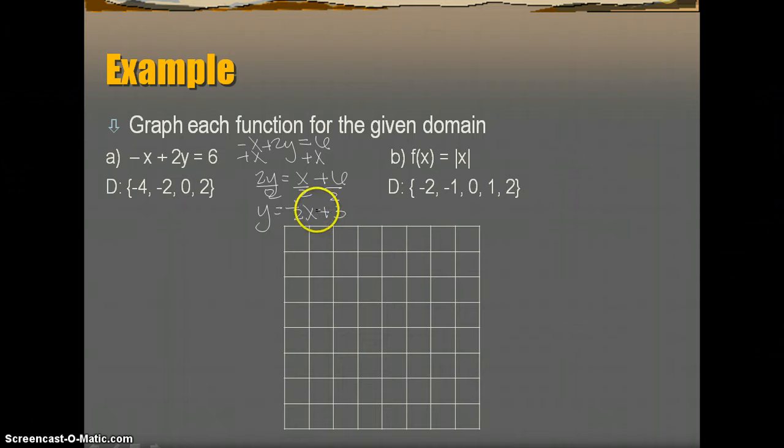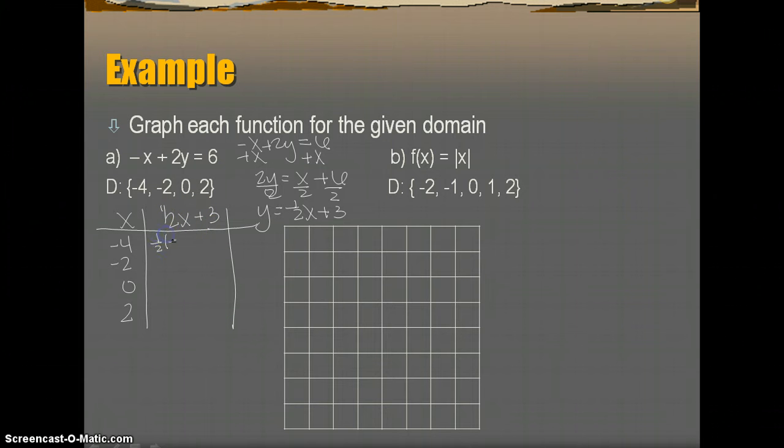Once you have set this one equal to y, just so that it's easier for you solving wise, you can go ahead and begin by making a t-chart. The x values are the same as our domain, so negative 4, negative 2, 0, and 2. And then from here you can now plug in each of our x values into our equation in order to find the matching y. So again, our equation is 1/2 x plus 3.